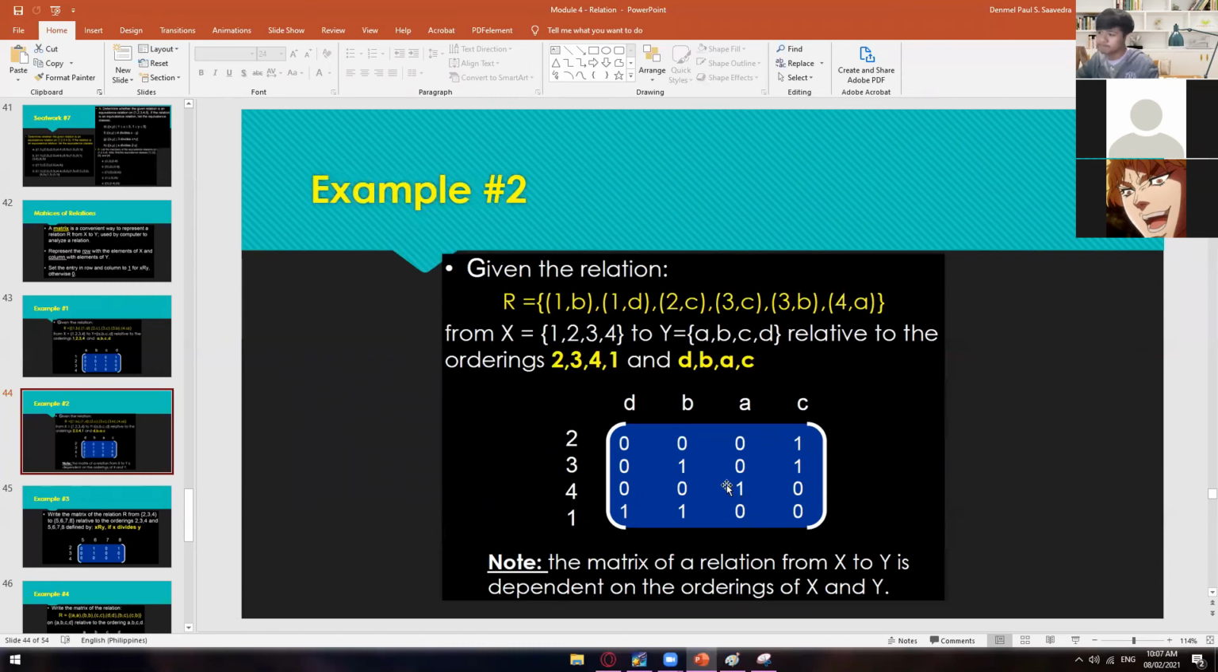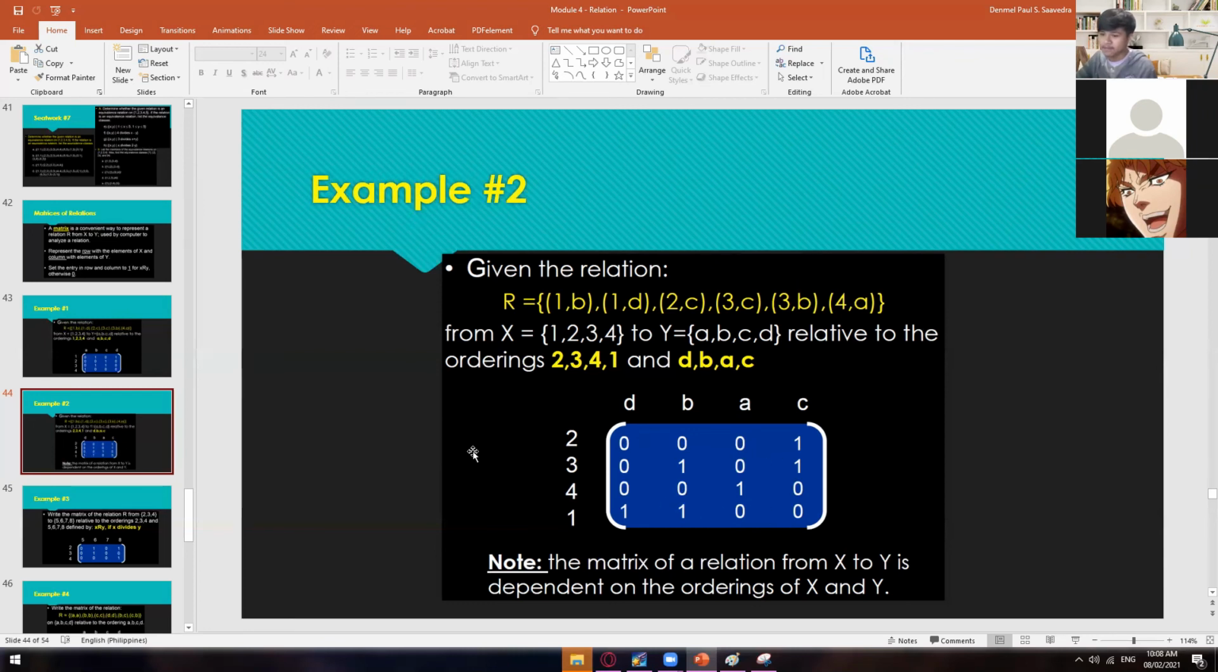As you can see, plotting the corresponding arrangement on matrices is easy, but the one thing you need to be wary of is the 2, 3, 4, 1 arrangement, or the orderings, of this relative ordered pair. It's the same with Y, which is D, B, A, C. That is why we have the note here: the matrix of a relation from X to Y is dependent on the orderings of X and Y.